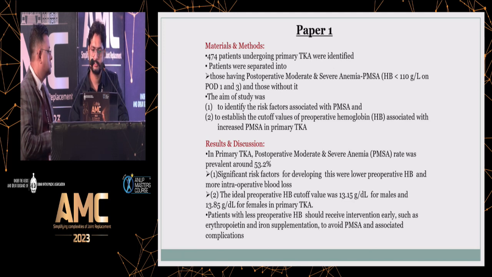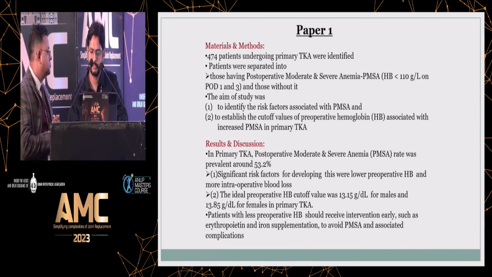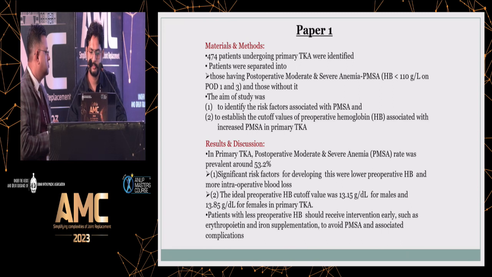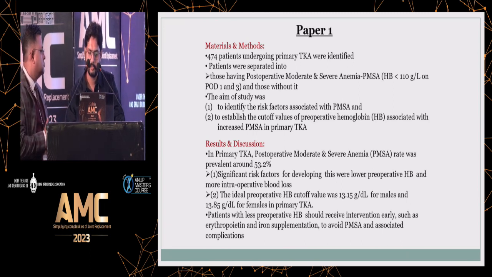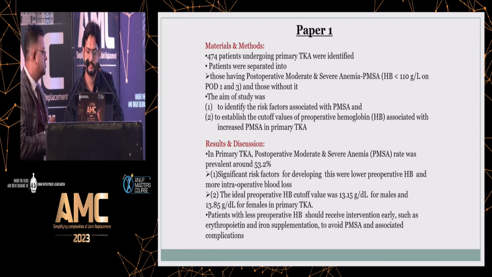Coming to the results, in primary knee replacement the postoperative anemia rate was approximately 53%. The significant risk factors were lower preoperative hemoglobin and more intraoperative blood loss. The ideal preoperative hemoglobin cutoff value according to this paper is 13.15 grams for males and 13.85 grams for females in primary knee replacement surgeries. Patients with lower preoperative hemoglobin should receive early interventions such as erythropoietin and iron supplementation to avoid postoperative anemia and its associated complications.